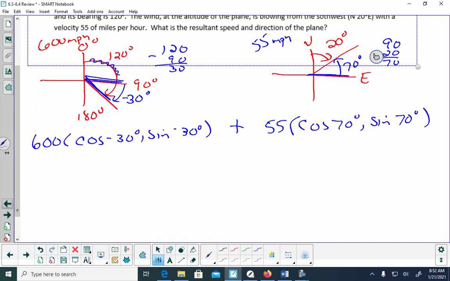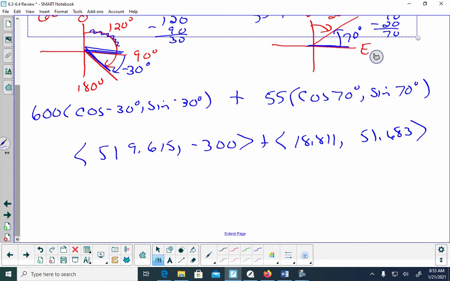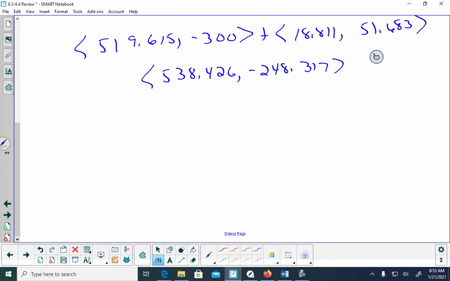So when I take 600 times the cosine of negative 30, I get 519. 600 times the sine of negative 30, I get negative 300. 55 times the cosine of 70, I get 18.8. 55 times the sine of 70, I get 51.6. When I add those two, so the 519 plus the 18, I get 538. Negative 300 plus the positive 51, negative 248. So that is my resultant vector.